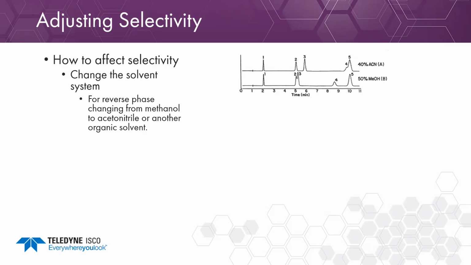As we change from acetonitrile to methanol, we've changed the selectivity of the system so that 4 and 5 are now interacting differently with the mobile phase versus 2 and 3, which are now interacting similarly with the mobile phase to each other. So depending on which compound you're interested in purifying, one method would be more suitable than the other.